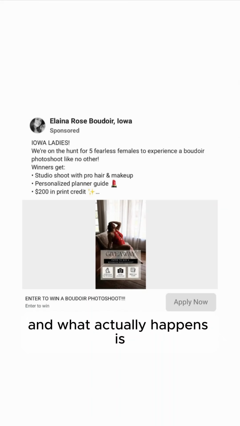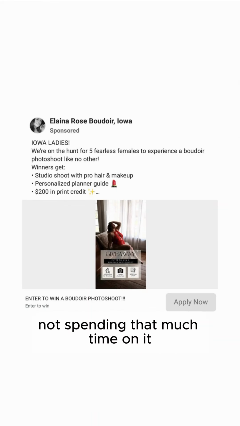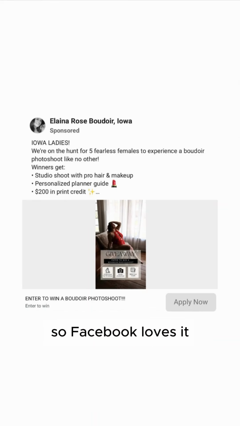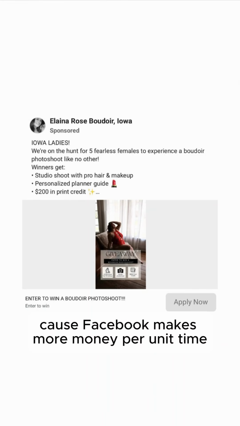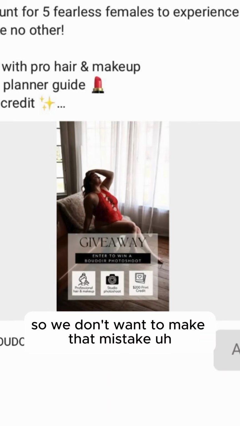And what actually happens is that Facebook is able to serve more ads per unit time because more women are scrolling by our ads, not spending that much time on them. So Facebook loves it, because Facebook makes more money per unit time. We lose more money per unit time when that happens. So we don't want to make that mistake.